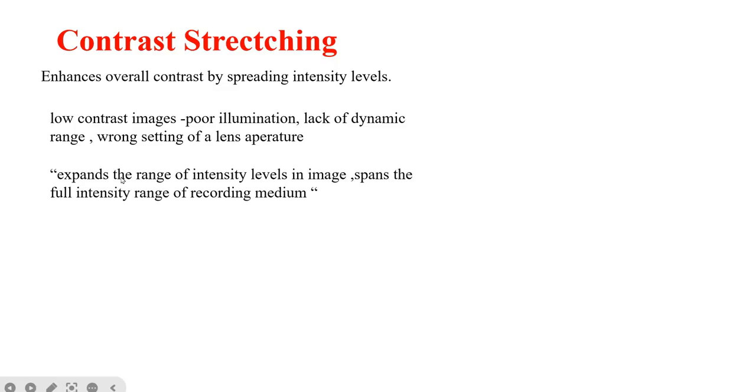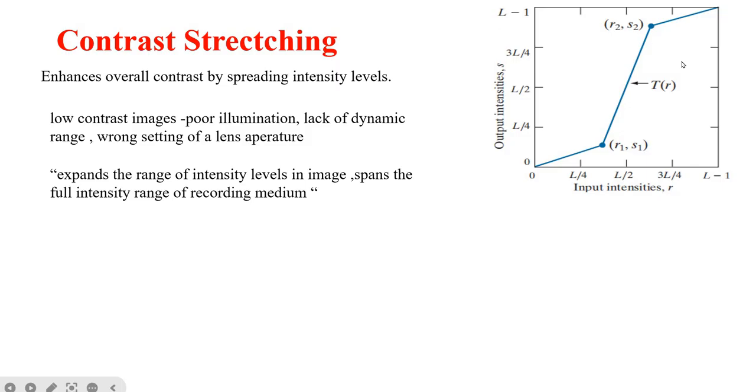Contrast stretching can be defined as a process which expands the range of intensity levels in an image so that it spans the full intensity range of the recording medium or the display device. Here you can see the figure for the contrast stretching form of the transformation function. The location of the points R1, S1 and R2, S2 will control the shape of the transformation function.